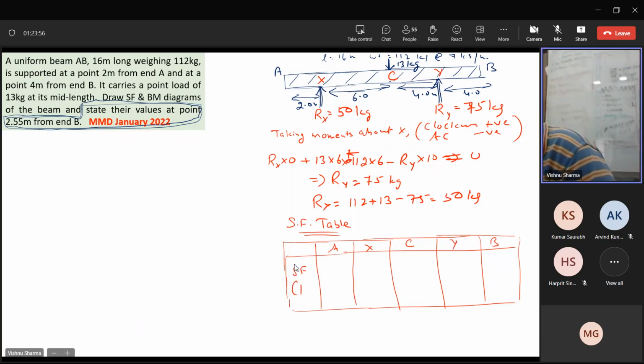This time the SF units will be kg. That's all I want to warn you. SF units will be kg, beta. Yes, sir.